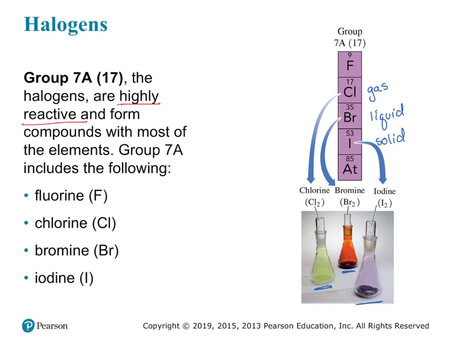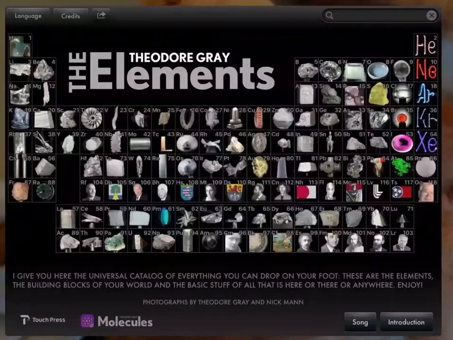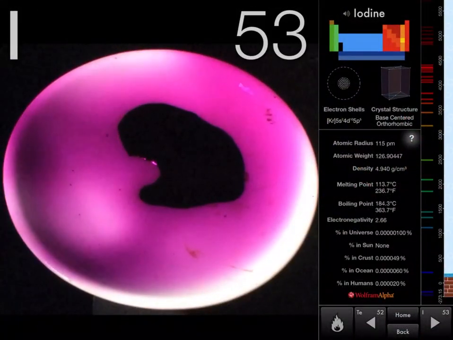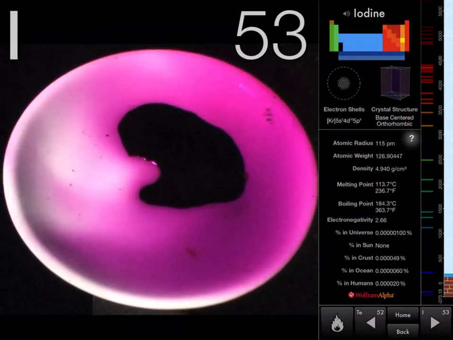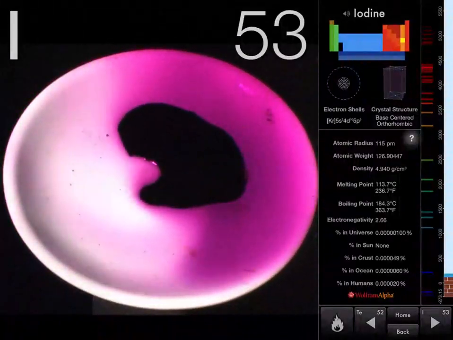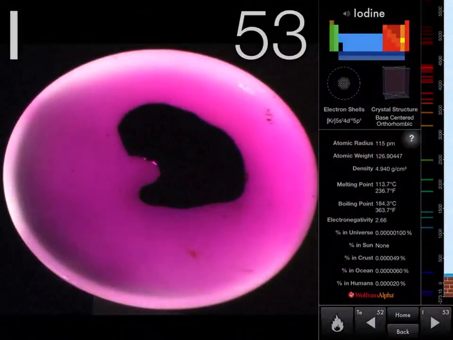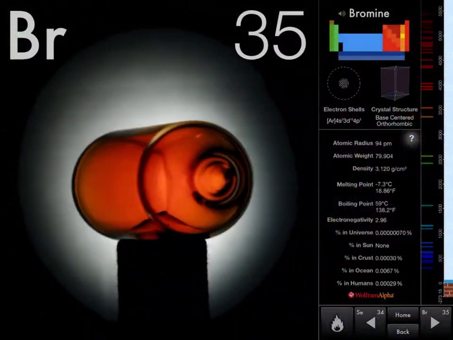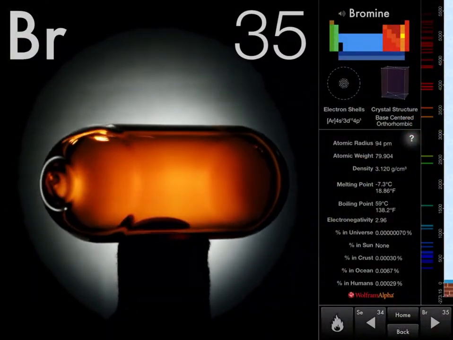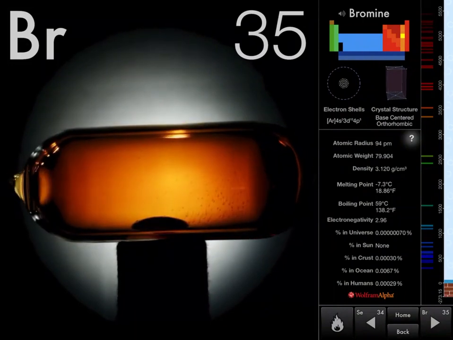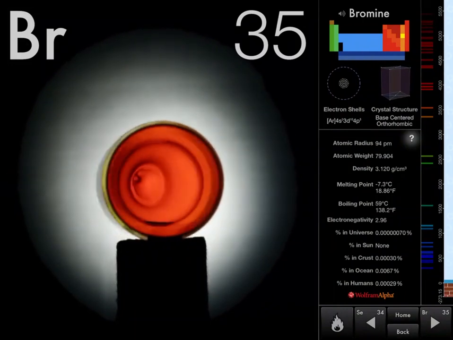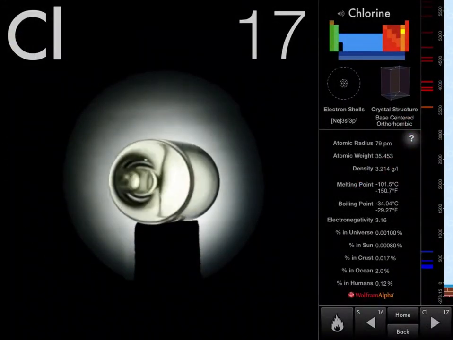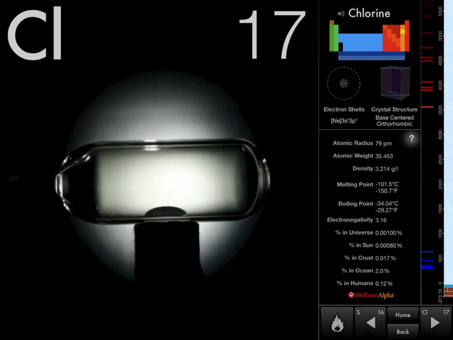Okay. Now, I actually wanted to show you iodine. So again, it's sort of a purpley solid color. So it's really cool to look at. But then additionally, bromine is sort of an orangish brown or red liquid. And chlorine is a greenish yellow gas. And sometimes it's hard to see.